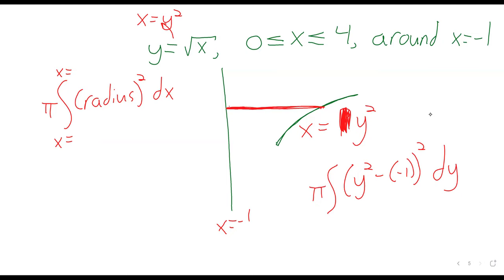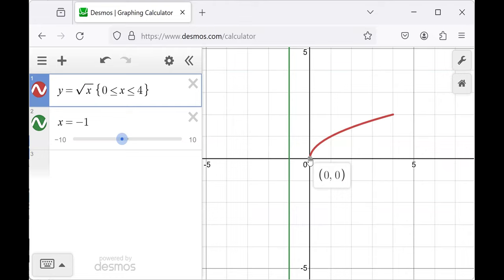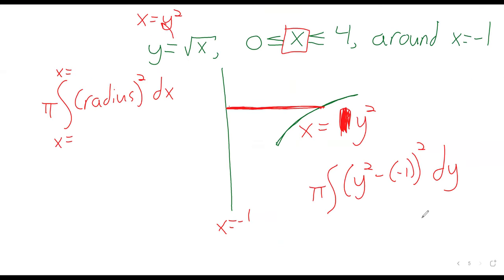And our limits of integration are what? They can't be 0 and 4. 0 and 4 are x values. X starts at 0, x ends at 4. What we need are y values, where y starts and y ends. And if we look at this curve, well, the lowest value of y is 0, and then y goes up to 2. So we want to go from 0 to 2.